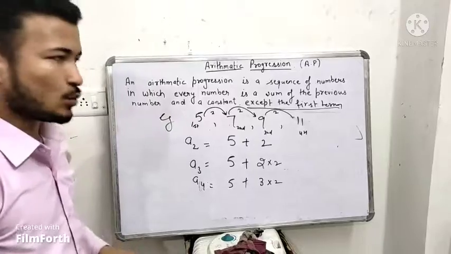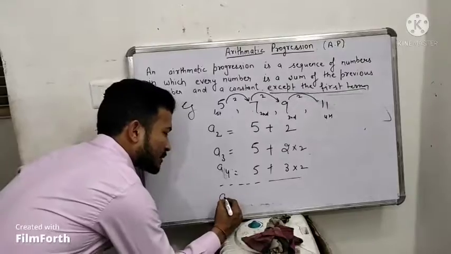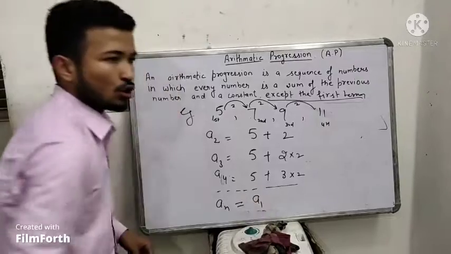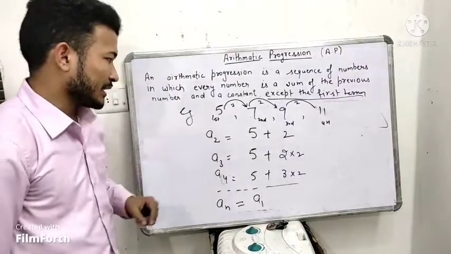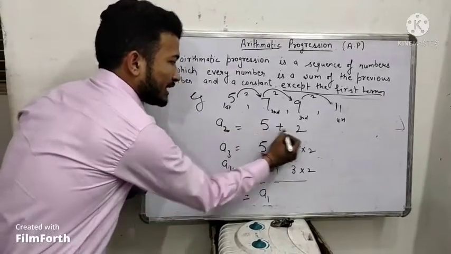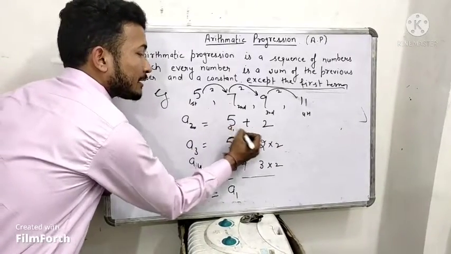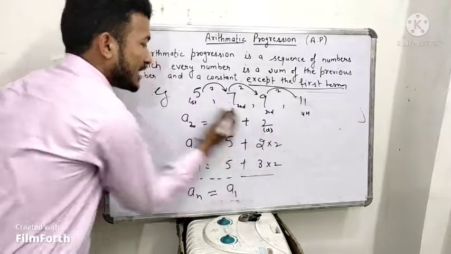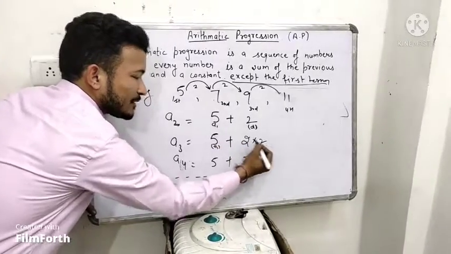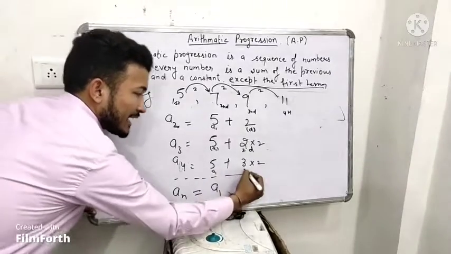Now suppose I continue this again and again, and at the last I have n terms, a n is equal to the first term plus something. I want you to see that for the second term, I am taking only the first term and a constant term. A2 is equal to A1 plus d. This d is the difference between two numbers. Similarly, A3 is the first term and 2d, and A4 is the first term A1 and 3d.